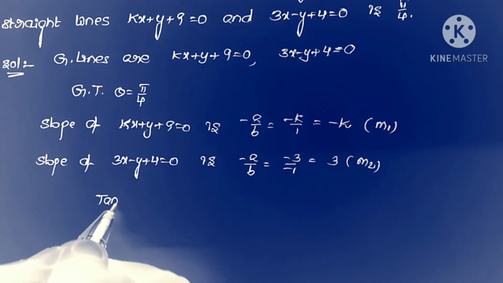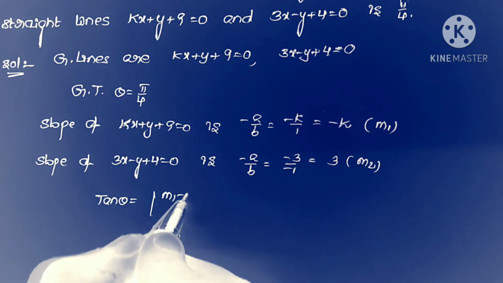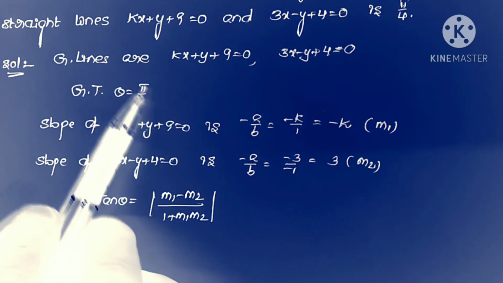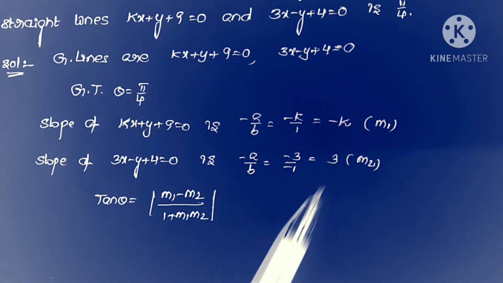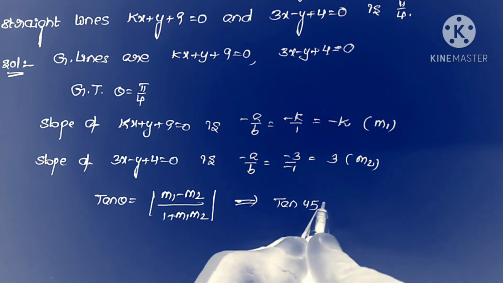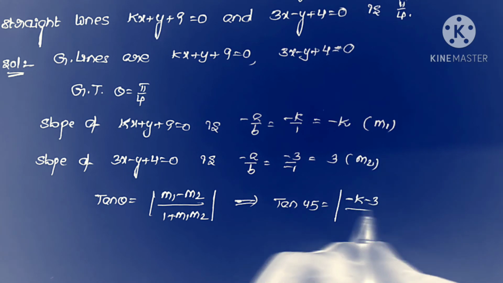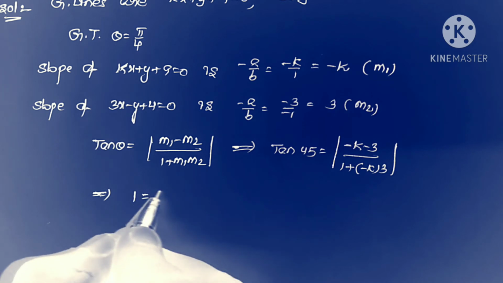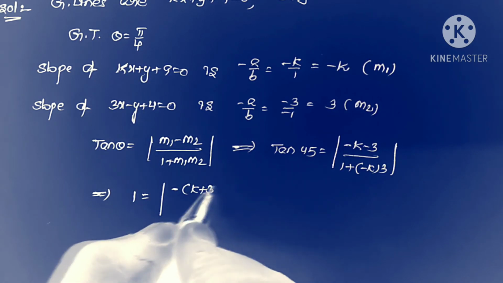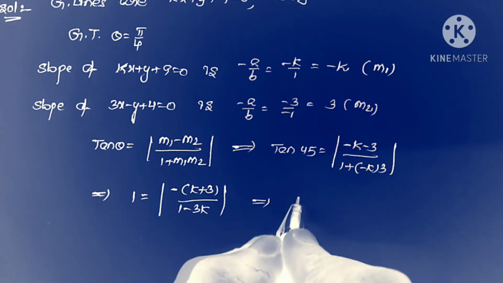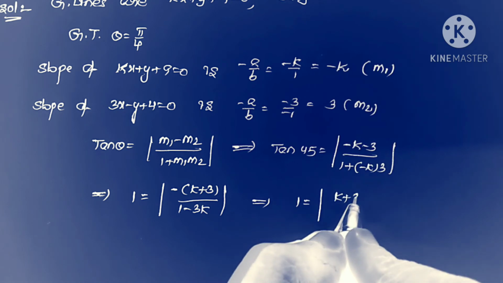which is taken as m2. So we apply the tan theta formula here, that is tan theta is equal to mod of (m1 minus m2) by (1 plus m1 m2). So here already we have theta is equal to 45 and m1, m2 values are minus k, 3. Now substituting those values here, that is tan pi by 4, tan 45 is equal to (m1 minus m2) minus k minus 3 by 1 plus (minus k into 3), and what is tan 45 value? 1 is equal to modulus of minus (k plus 3) by 1 minus 3k. Now under modulus this minus becomes plus, that is 1 is equal to modulus of (k plus 3) by (1 minus 3k).